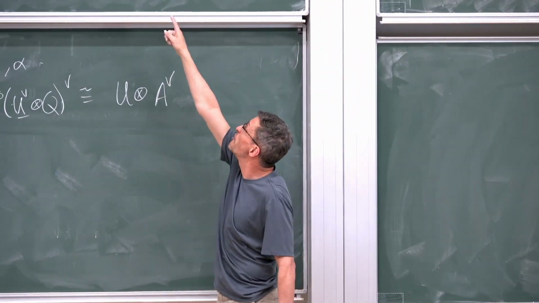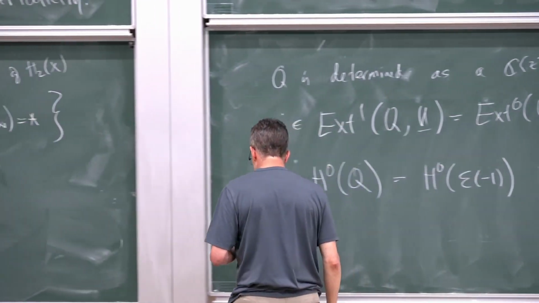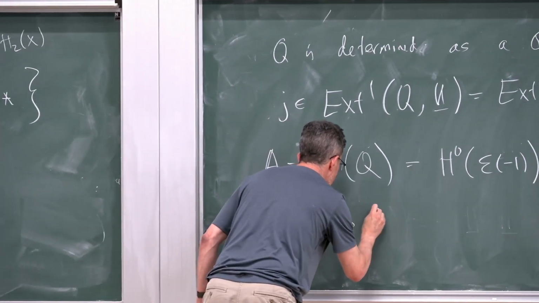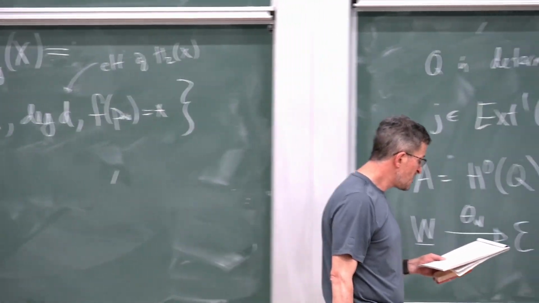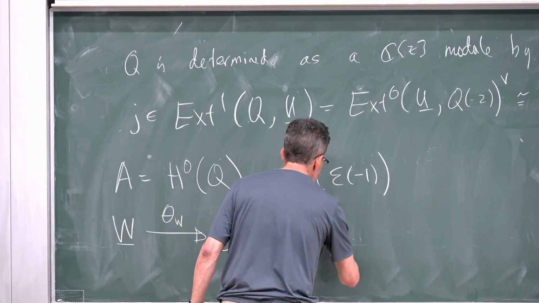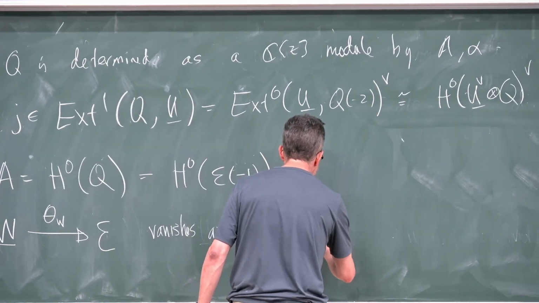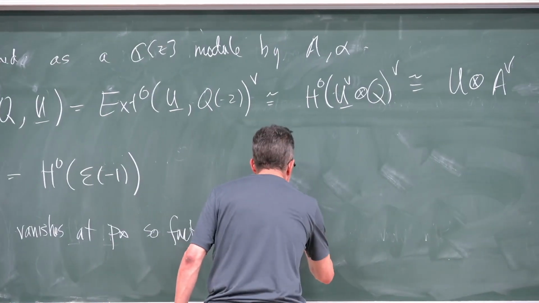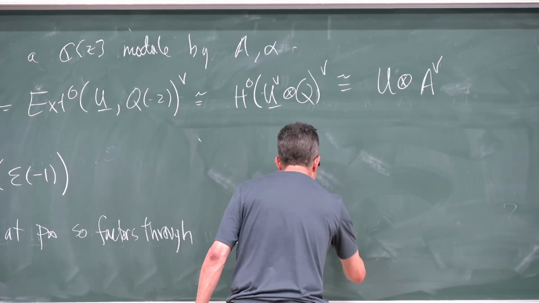Okay, so you can see how pretty easily the data of the quiver gives rise to this map, and then the other one comes. So this map factors, right? This vanishes at P infinity, so it factors through a map from this, which I'll call gamma underline, to E twisted by -1.